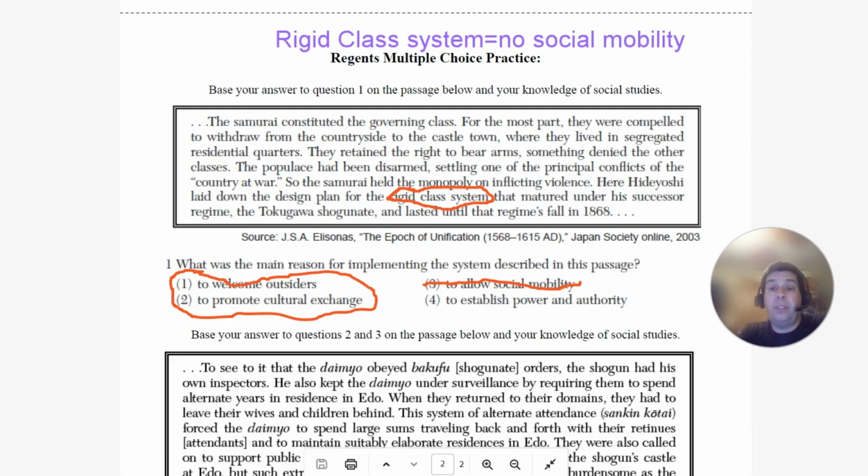Now I'm going to read that choice. Establish power and authority. First of all, kind of generic, but they're establishing the power. Only the samurai could have weapons or inflict violence or something. They said they held a monopoly on inflicting violence. So there we go. So 4 is the correct answer here, but I also want to point something else out.